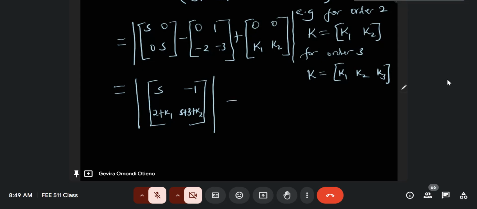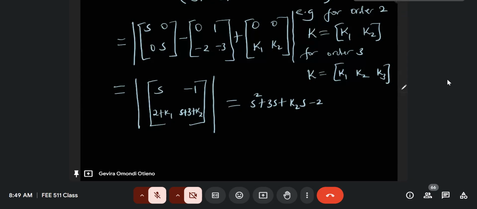Now, if we solve this, what do we get? Getting the determinant of a 2 by 2 matrix is easy. It means this is the same as s squared plus 3s plus 2k2. Or no, let me write it properly. Plus k2s minus 2 minus k1.